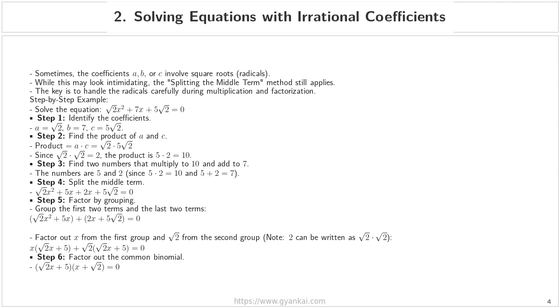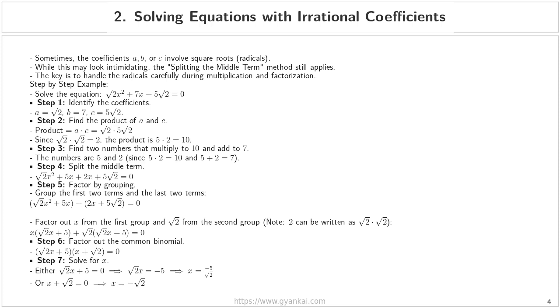The quantity square root of 2 x plus 5 multiplied by the quantity x plus the square root of 2 equals 0. Finally, we apply the zero product property to solve for x. We set each factor to 0. For the first part, square root of 2 x plus 5 equals 0, which leads to x equals negative 5 divided by the square root of 2.